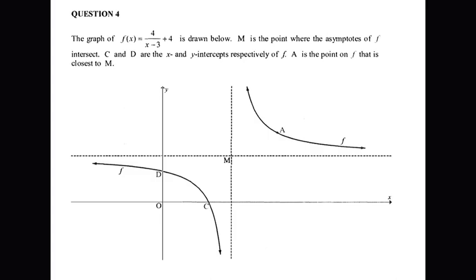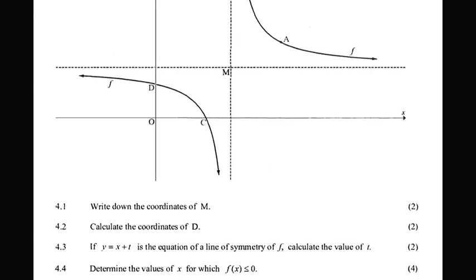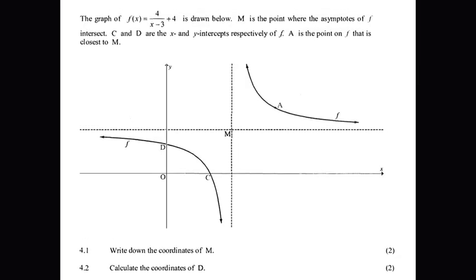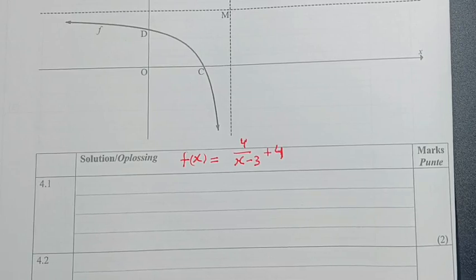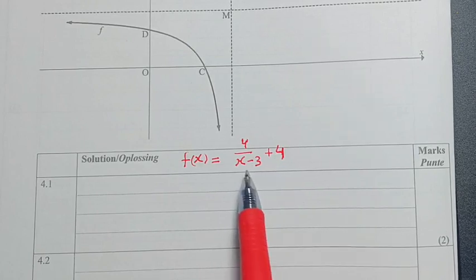This is the sketch of the hyperbola graph, and the first question says write down the coordinates of M. So the coordinates of M: these are the asymptotes. As you can see, one is a vertical asymptote, the other is a horizontal asymptote. We have f(x) = 4/(x - 3) + 4, so we have two asymptotes here.